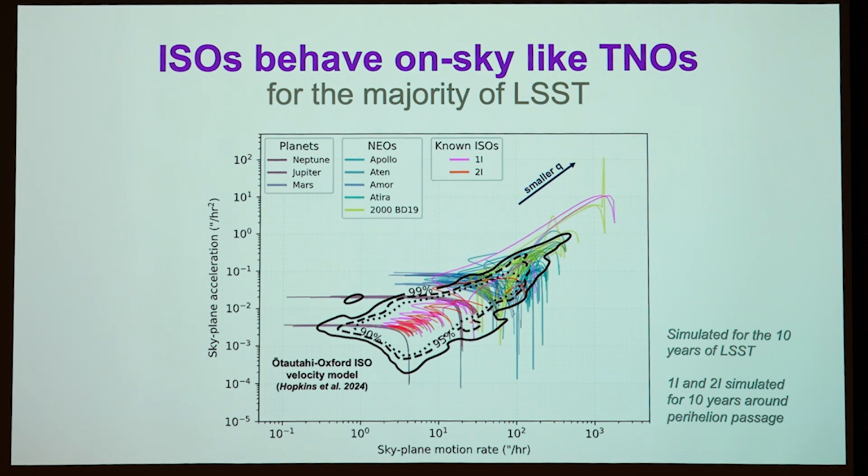Most of the interstellar objects have a velocity space on the sky consistent with objects that we do see in the solar system. So they're not moving strangely on the sky. They look like TNOs for a majority of their orbits, and they look like NEOs when they get close. So nothing too strange.